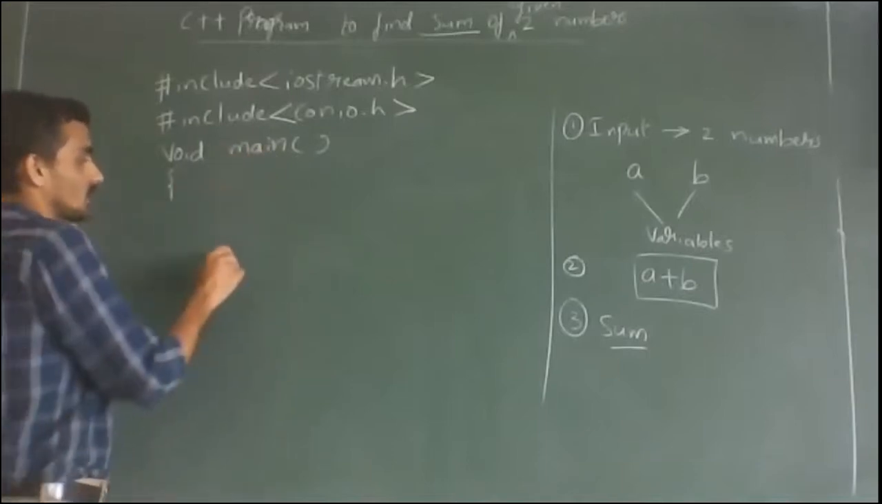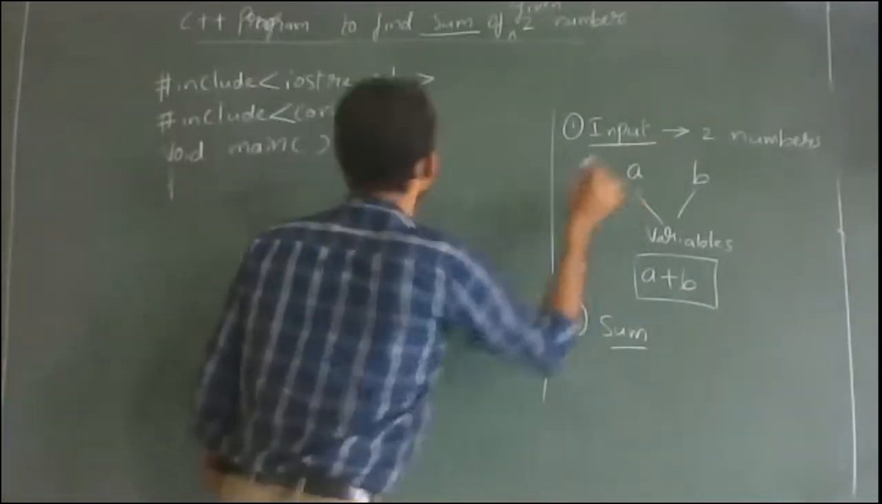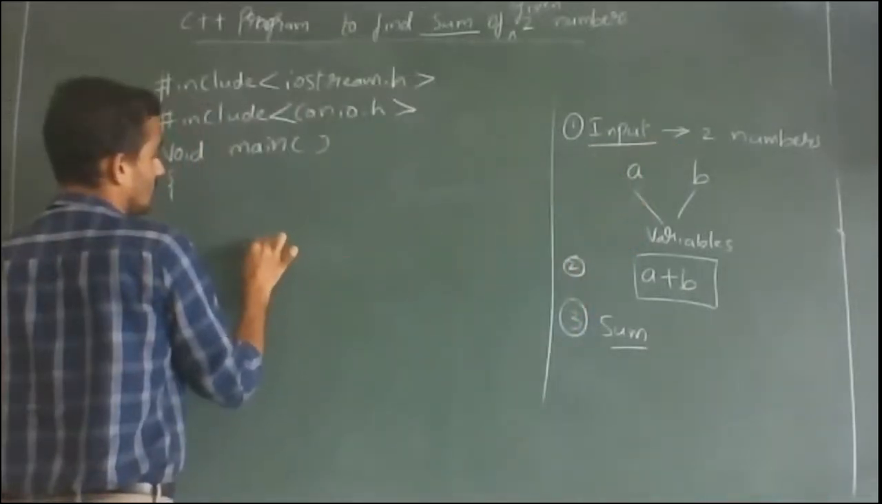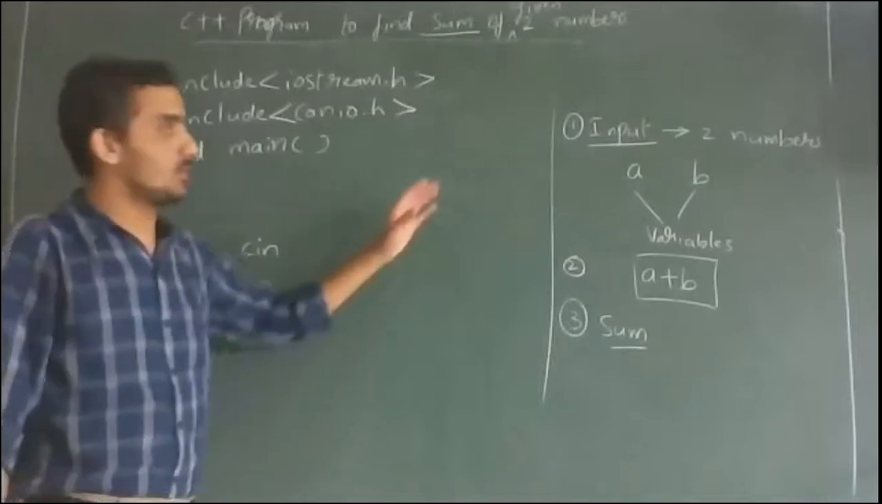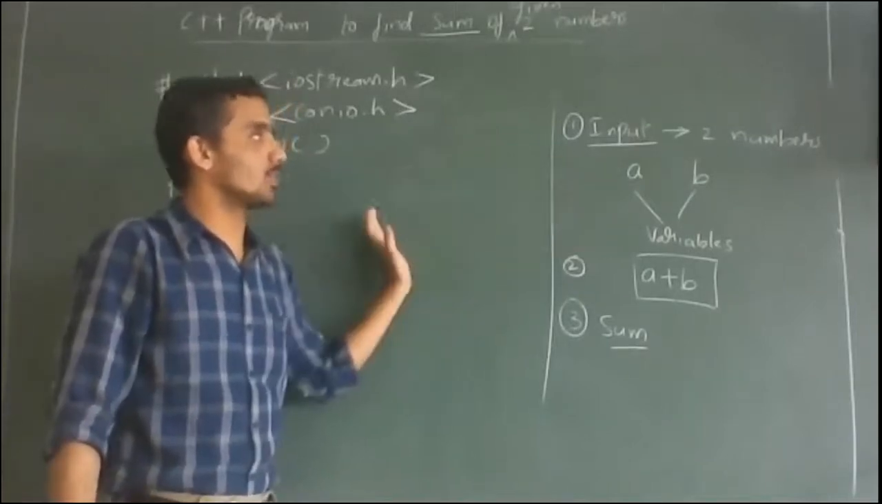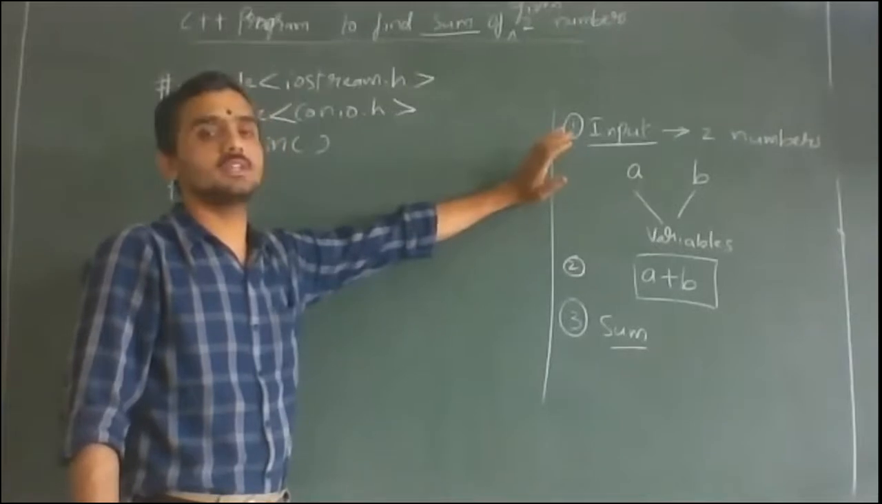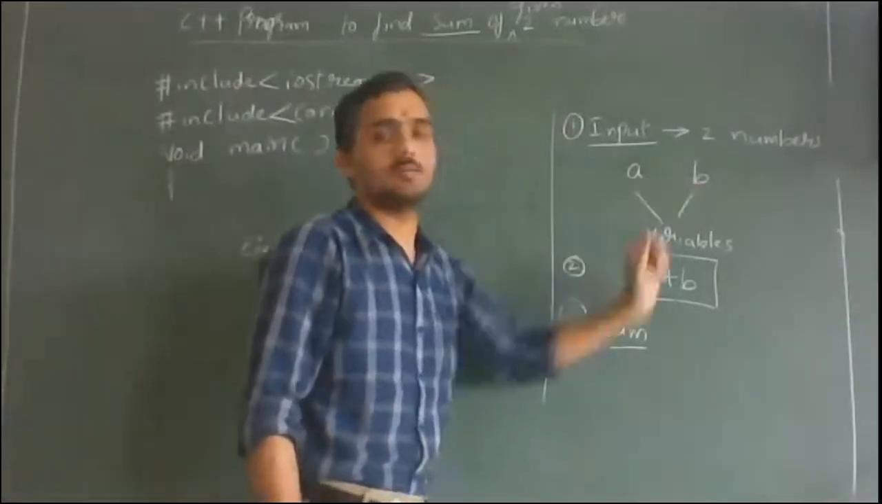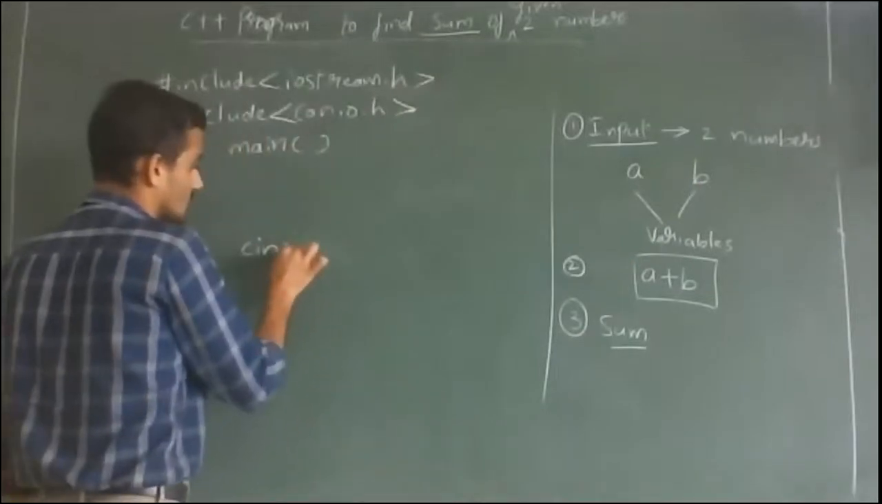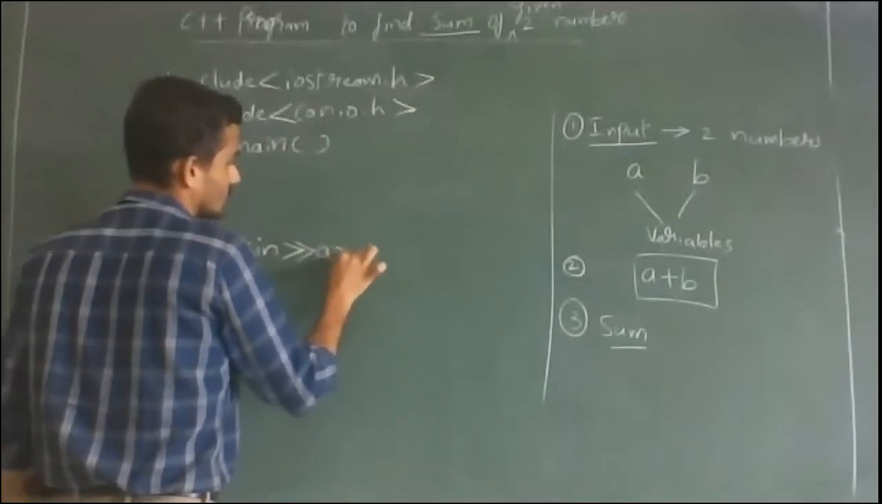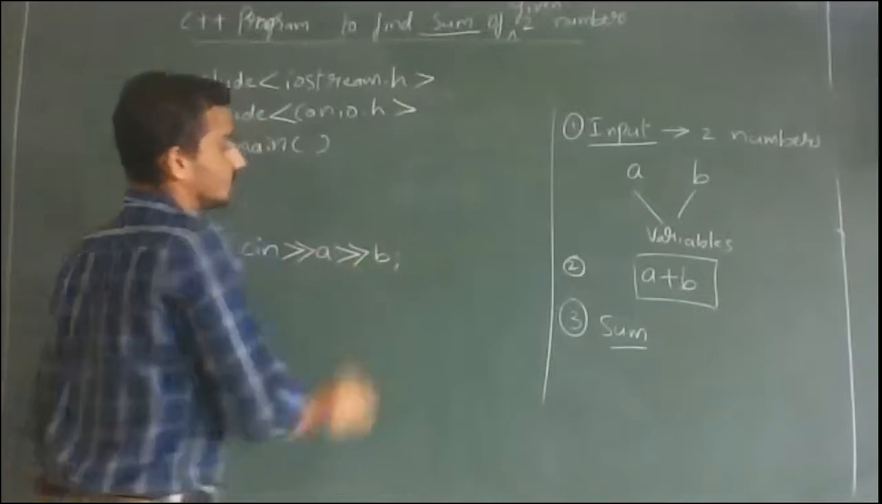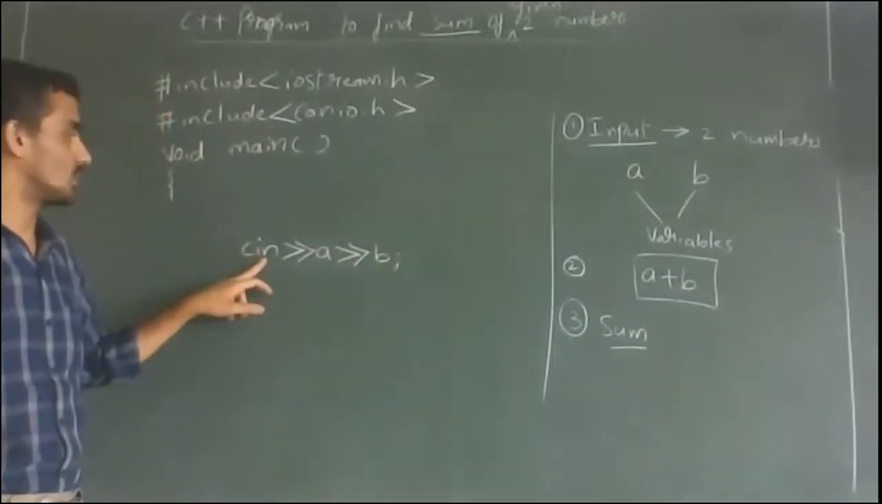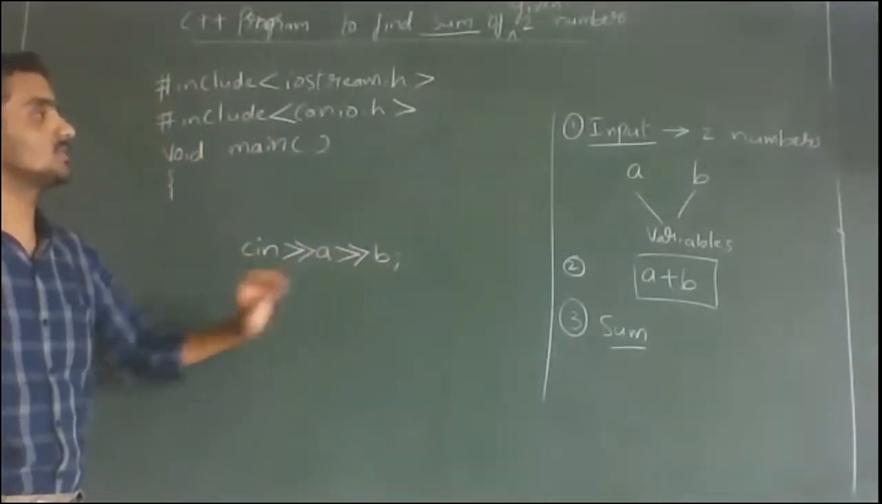See, I will tell you how to write. See, input means it is cin statement. cin. From this step only we can write the program. Input is nothing but the cin statement, console input. So how many variables are we taking here? A and B. So cin, extraction operator A, extraction operator B. So cin stands for input, console input. So two variables we are taking.